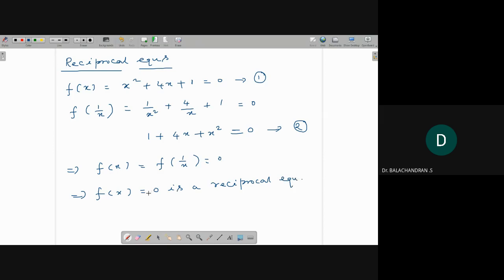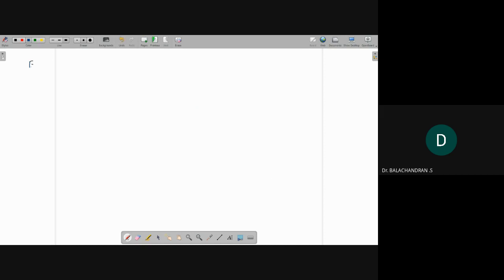Okay, I'll give some examples. So now I'll take the same example, x square plus 4x plus 1 equal to 0. So you can see this is a reciprocal equation with the like sign. That is, the coefficient of x square is also plus, and the constant term is also plus. You should compare like this. This is a reciprocal equation with like sign.